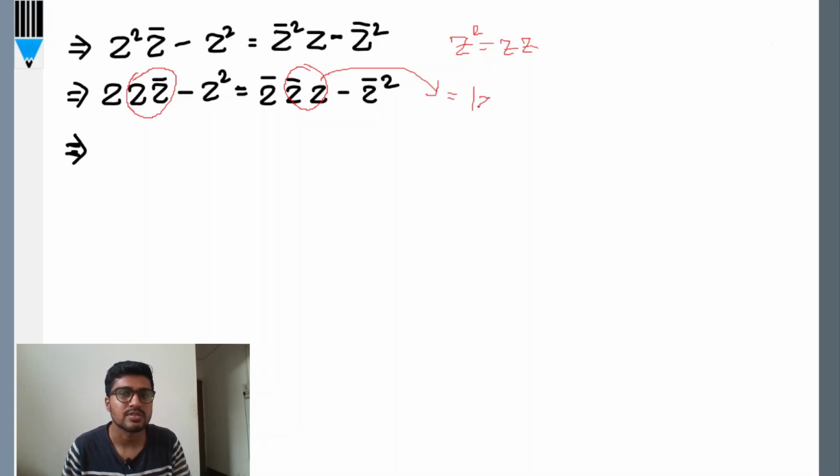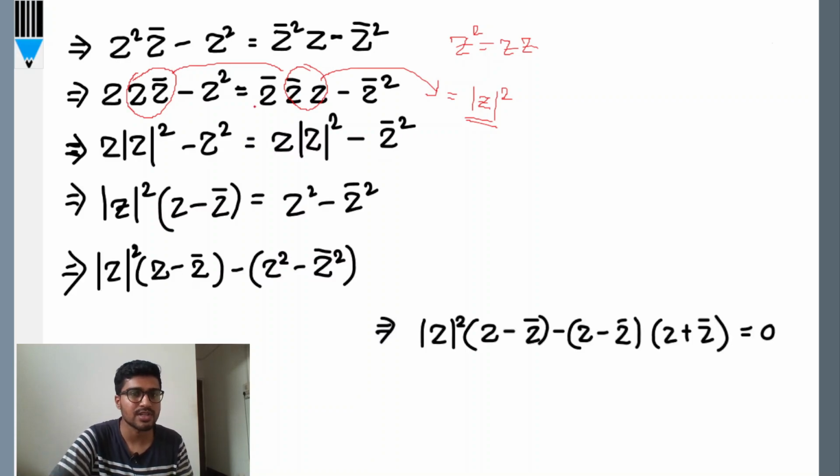equal to mod of z square. This is also a property: mod of z square equals z bar z, these two things are equal. So we replace z bar z with mod of z square, so this is equal to mod of z square.